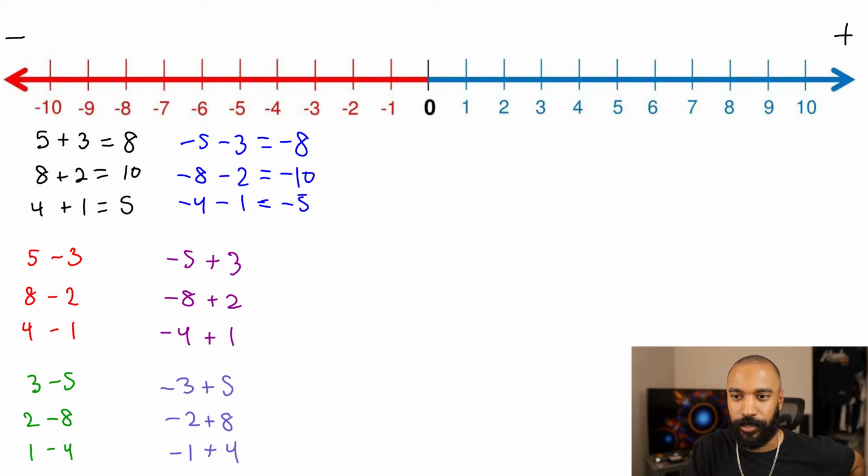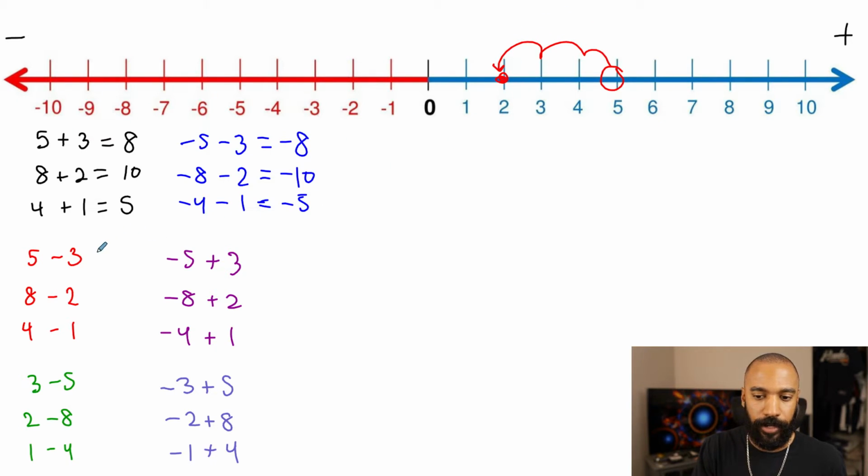Let's look at these other cases. 5 minus 3, 8 minus 2, 4 minus 1. 5, 8, and 4 being positive, being right. So like 5 minus 3, I start right, and I go left 3. 1, 2, 3. We know 5 minus 3 is 2, but you're getting a visual of it. Start right, go left. Now remember, I did this on the number line as well.